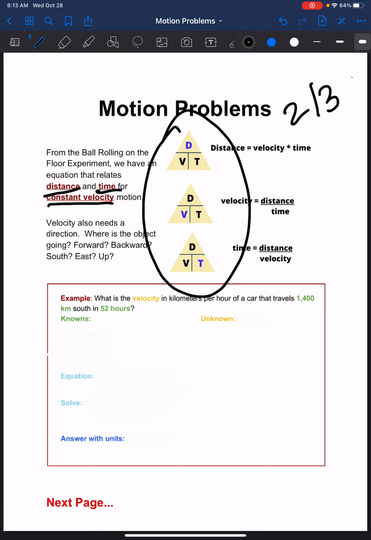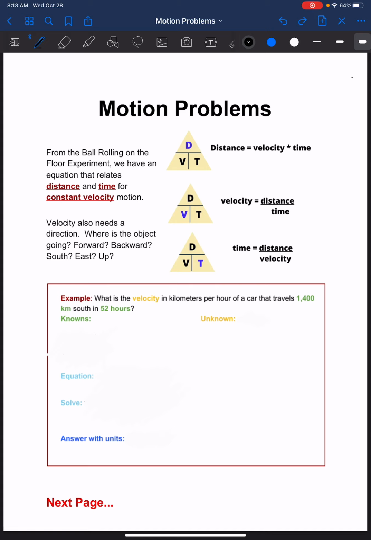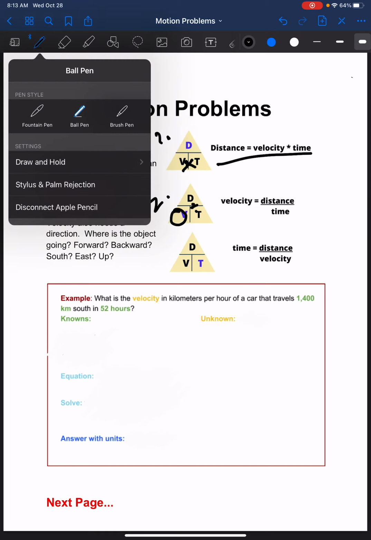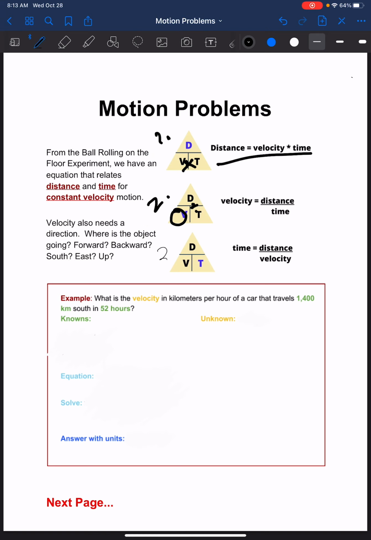Okay. So right here, the first one, it shows us that D equals velocity times time. All right. Which is what this says right there. Our second one shows us that velocity equals distance divided by time. And then our third one shows us that time equals distance divided by velocity. So that's what these equations on the side are. I'm going to erase those real quick so we don't have to focus on that.